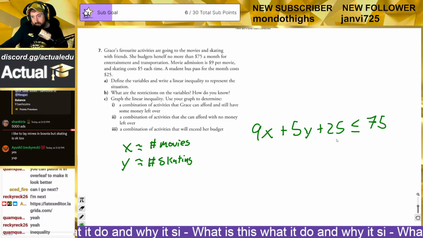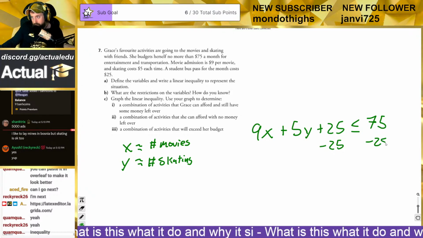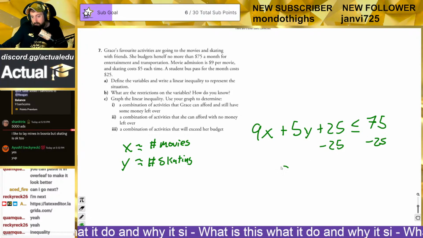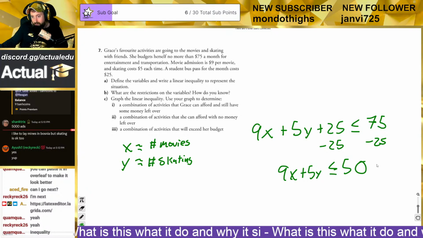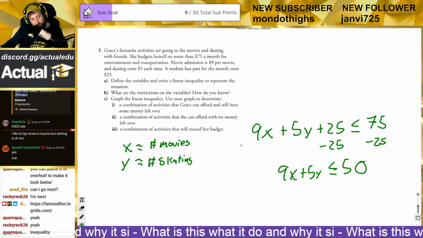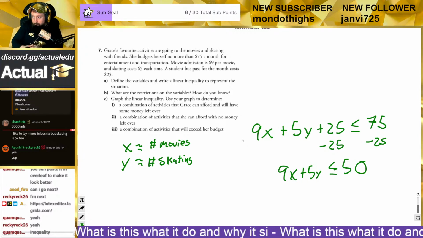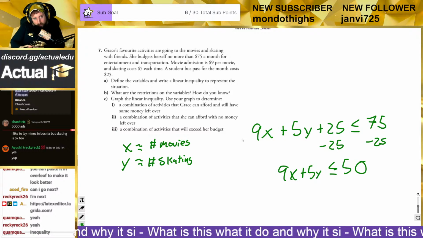Great. So now you can move this over. This is where you can start doing math stuff, right? We can subtract 25 on both sides. And we get 9x plus 5y is less than or equal to 50. Okay, cool. What are the restrictions on the variables? Restrictions means kind of like asking what's the domain of each variable, like what we're allowed to do.